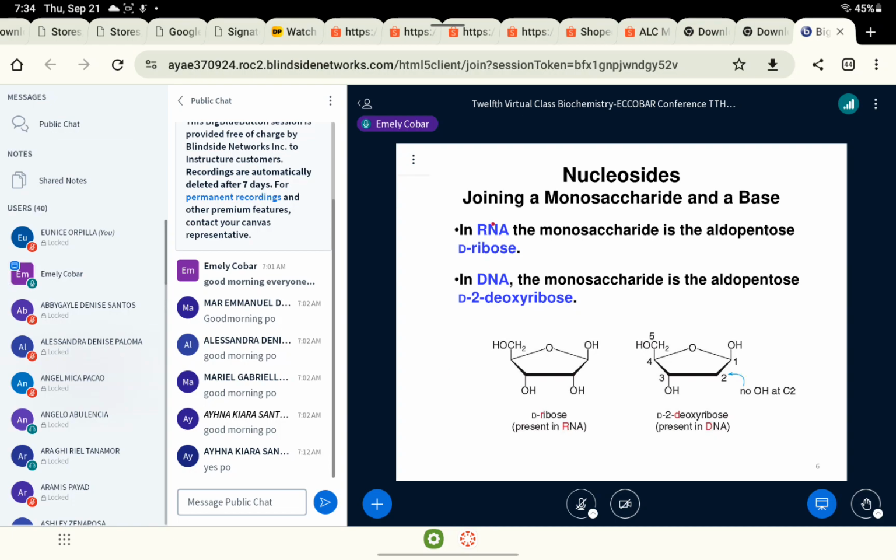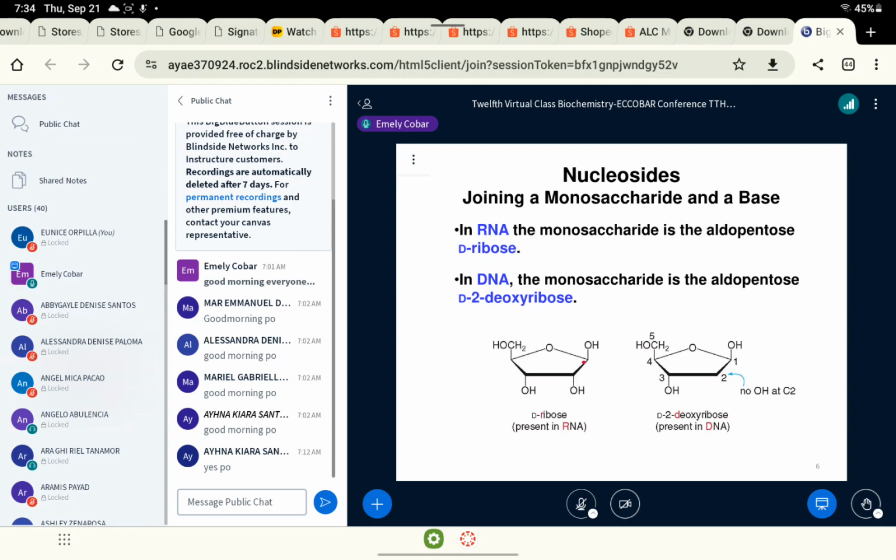So, we have here what we call a nucleoside. What is a nucleoside? A nucleoside is a monosaccharide joined to a base. So those are the first two components of the nucleotide: the monosaccharide and a base. Another differentiation between RNA and DNA: in RNA, the monosaccharide is the aldopentose D-ribose.